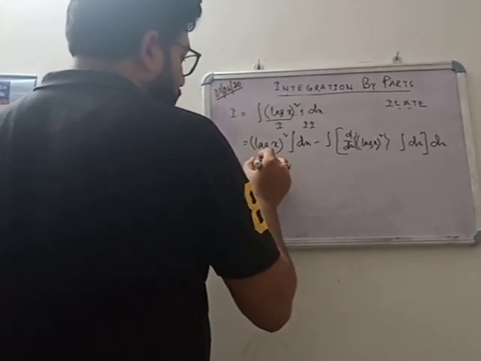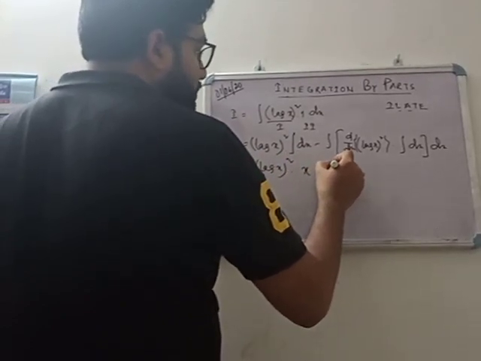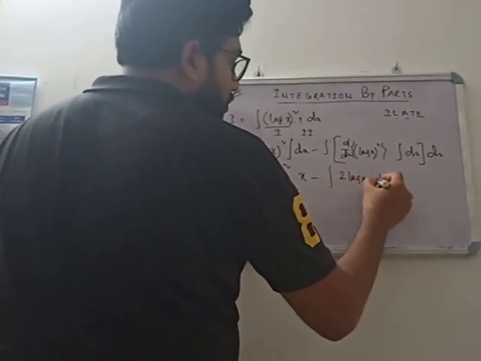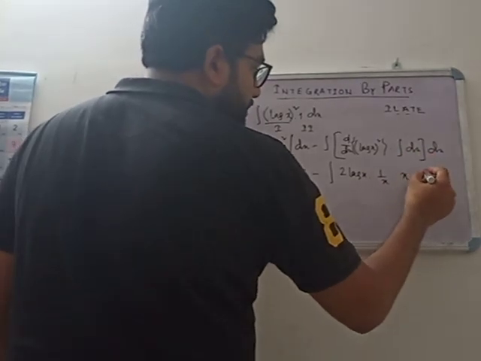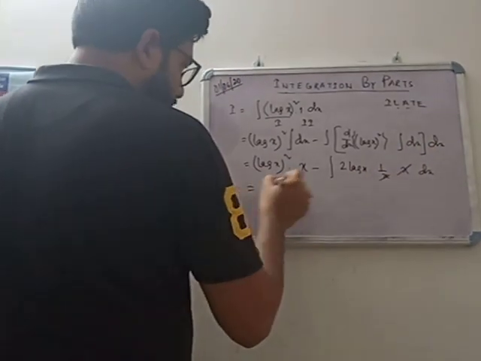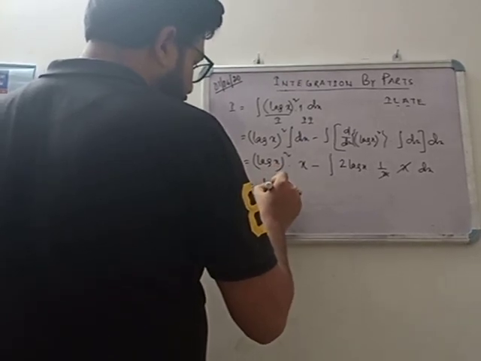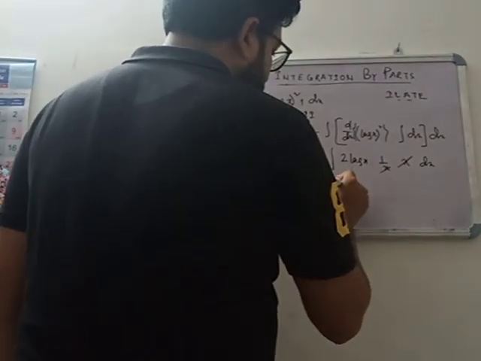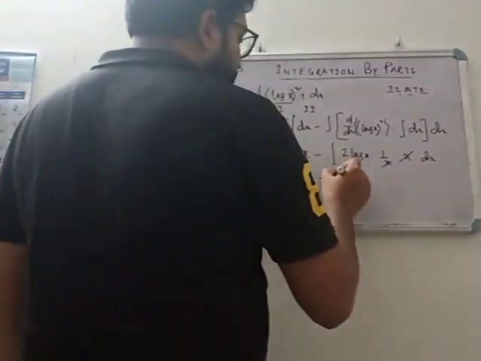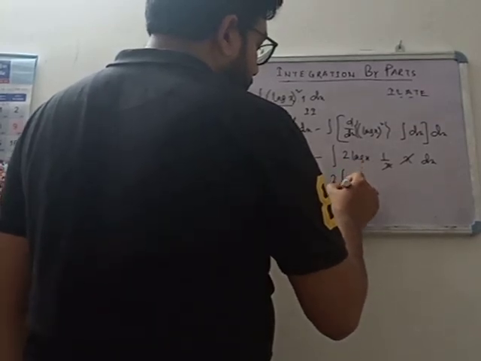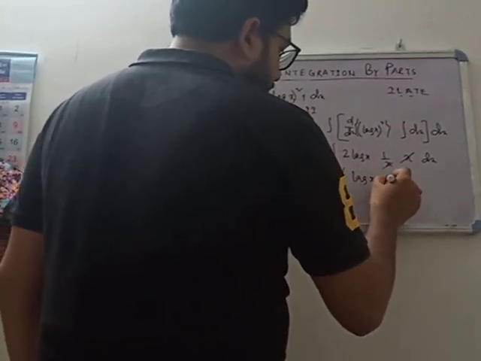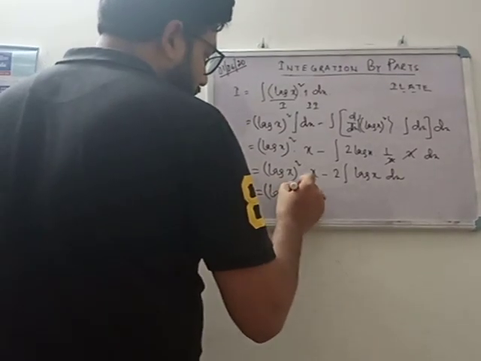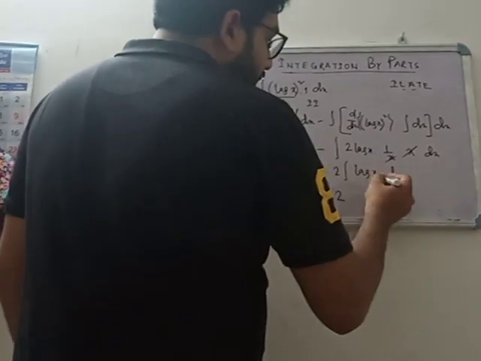So (log x)² into x minus, this is 2 log x into 1 by x into x dx. So here see that (log x)² into x minus 2. So log x, we have previously done, this is integral of log x dx. So (log x)² into x minus 2.